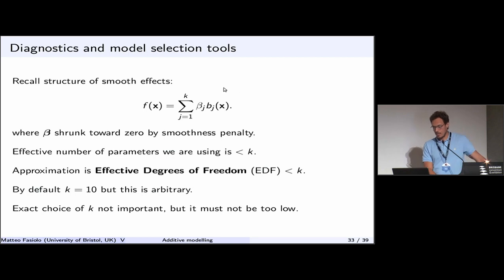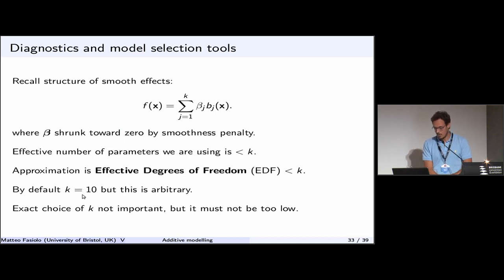Recall that when we build a smooth effect, taking a linear combination of basis functions, these regression coefficients, beta, are being shrunk toward 0 by the smoothness penalty. The fact that we are shrinking these parameters towards 0 means that even though on paper we are using k regression coefficients, actually we are using less because of this shrinkage. A measure of the actual number of parameters you're using is the effective degrees of freedom, EDF, which is always lower than k. And in MGCV, the default number of basis functions for 1D effects is 10, but this is kind of arbitrary.